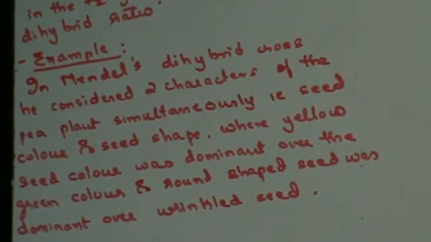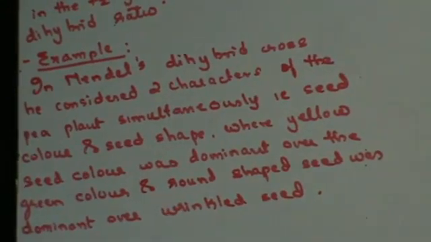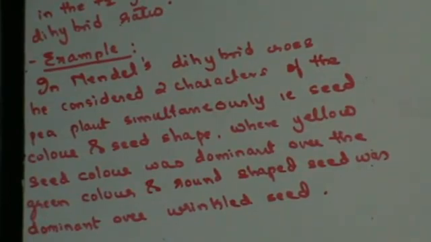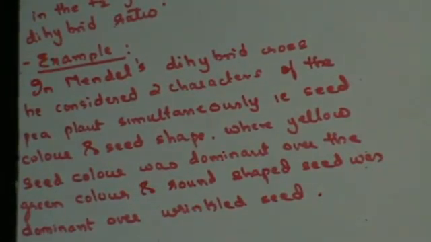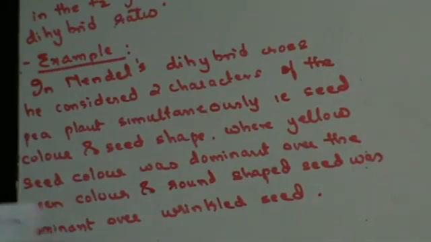Thus, one parent with dominant nature having yellow round seeds and another parent with recessive nature having green wrinkled seed was taken. So both the dominant characters were taken in one plant and both the recessive characters were taken in one plant. You took a plant which had yellow as well as round seed, and you took another plant which had green and wrinkled seed, right?